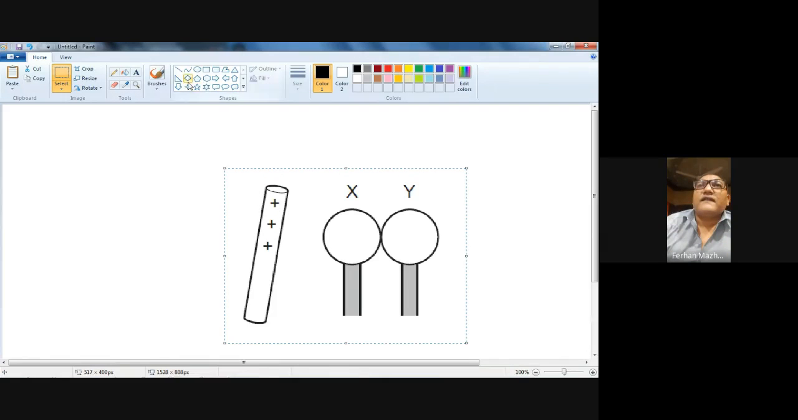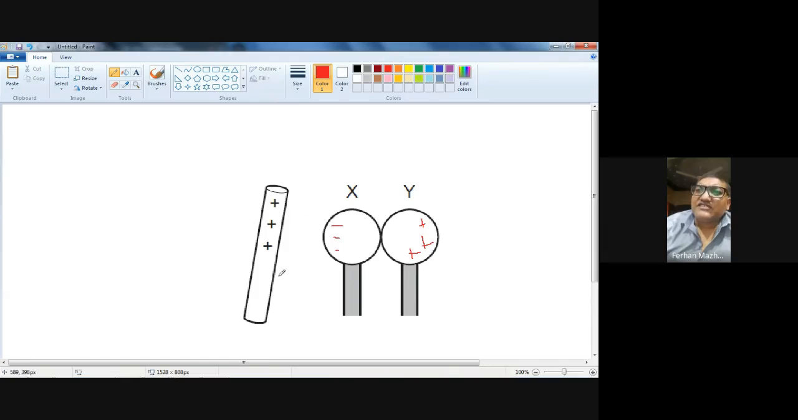So here we will have, I think, when I bring this positive rod here, this side will become negative and this side will become positive. You see, and what you did, you kept this charged rod here and then you separated them. Electrons from here have moved to this side because of this positive charged rod. So here a deficiency of electrons is created, so this looks positive.